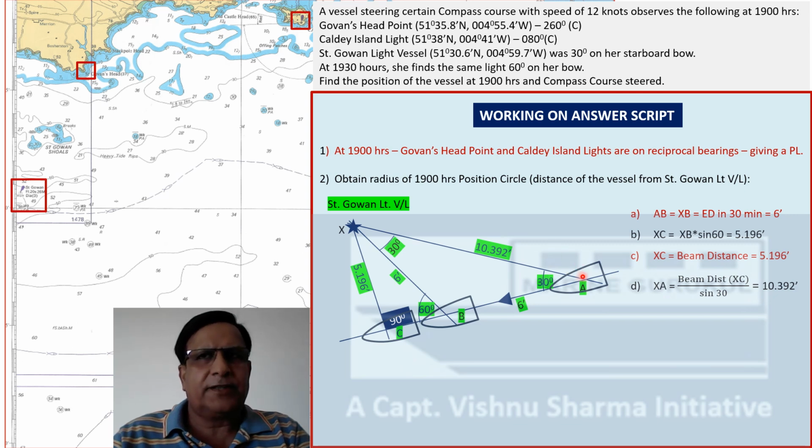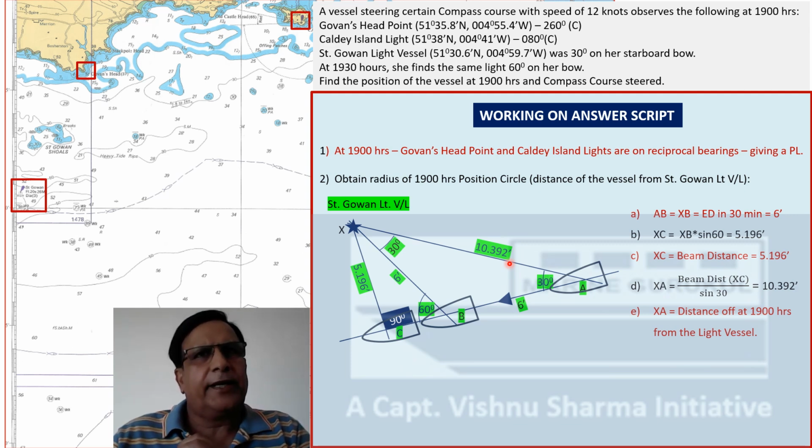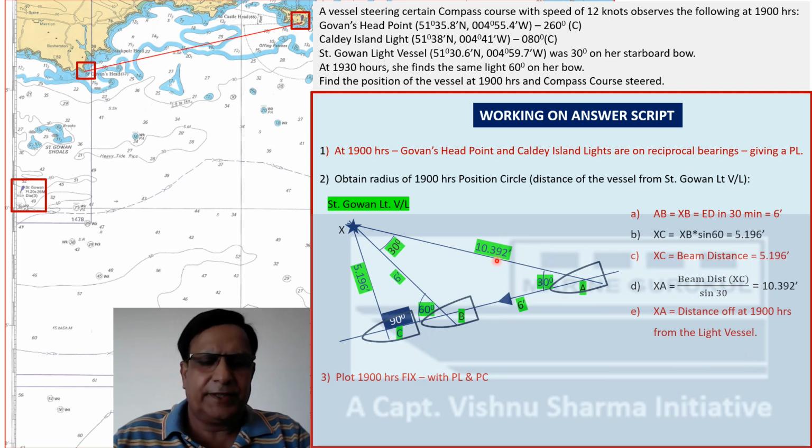From A, that is 1900 hour position, to St. Gowan light vessel, the range is 10.392 miles. So XA is the distance off at 1900 hours from the light vessel. Now we can plot the fix at 1900 hours by using the PL by reciprocal bearing and position circle with St. Gowan light vessel as the center and 10.392 miles as radius.